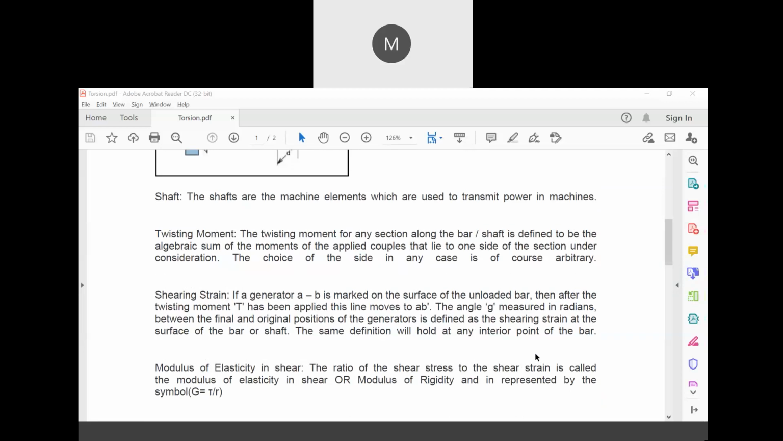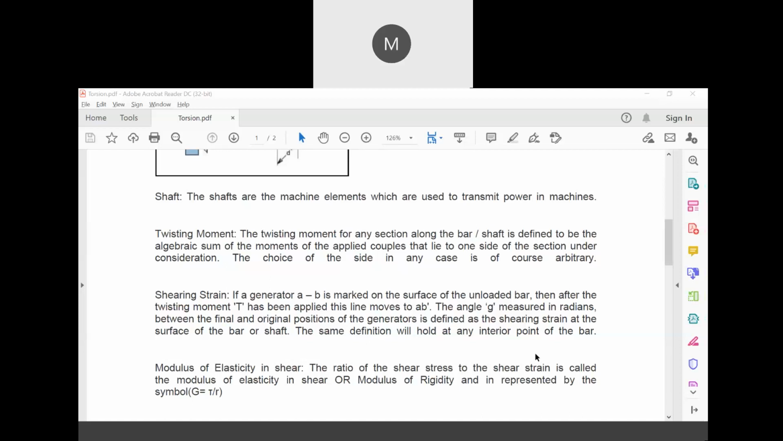A twisting moment. Suppose a bar is twisted. If it is twisted, then there will be a large number of couples. If you consider all the couples and add all of them, that is called what? The twisting moment for any section along the bar.